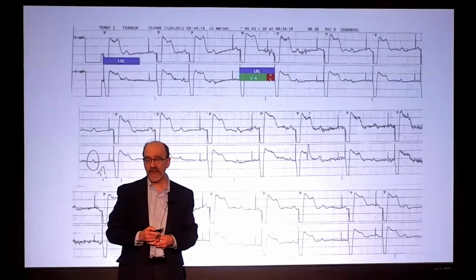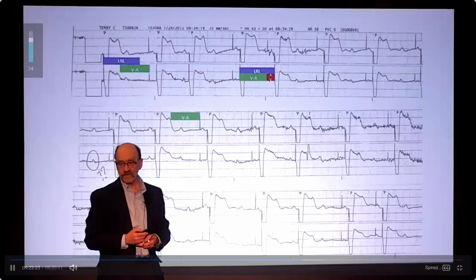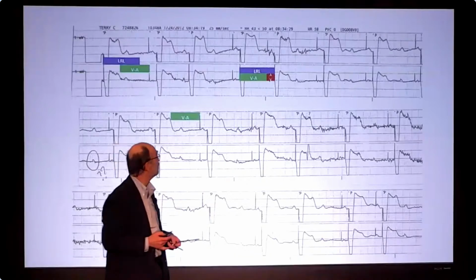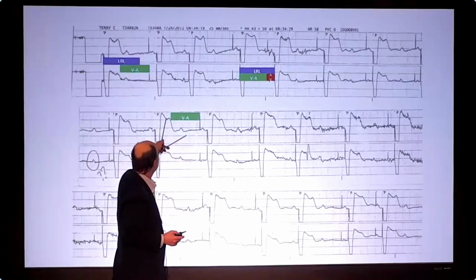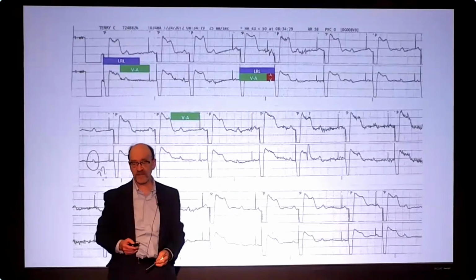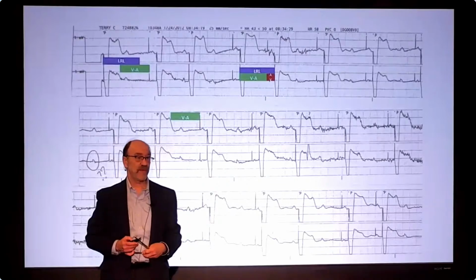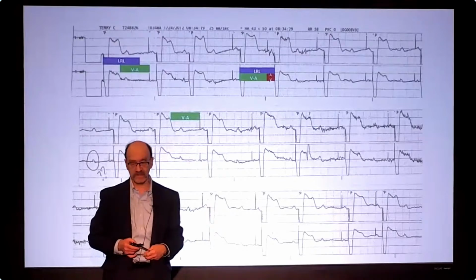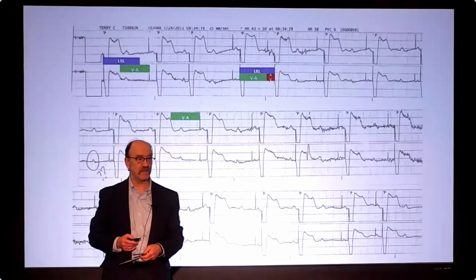And if you go backwards, you see where the VA interval is. And where does it time out to? It paces, but it's sensing something here and it's resetting the timing cycle. So they, in fact, did pick up a problem with this biventricular device, and that was called T-wave oversensing.